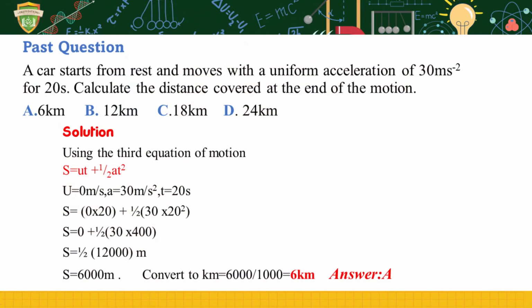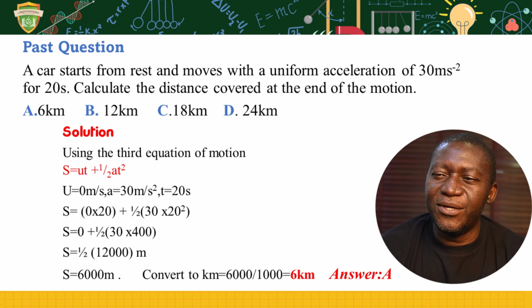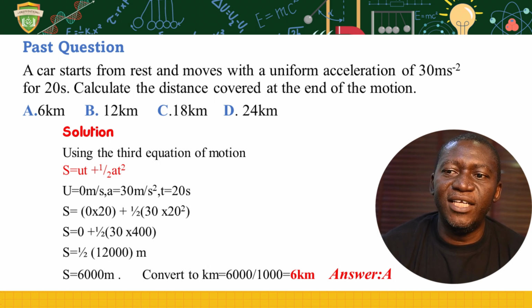So let's look at another question, past question in physics. A car starts from rest and moves with a uniform acceleration of 30 meters per second for 20 seconds. Calculate the distance at the end of the motion. The first option A is 6 kilometers, B 12 kilometers, C 18 kilometers, D 24 kilometers. Now, if you look at this question carefully, you are given a few parameters. Number one, you are given the acceleration, which is a, and the value there is 30 meters per second, and then you are given time, which is 20 meters per second square.